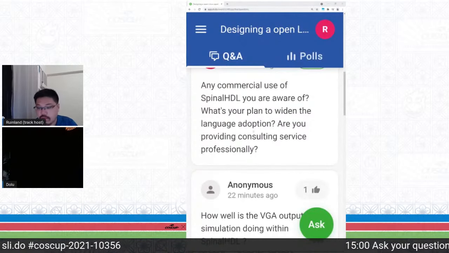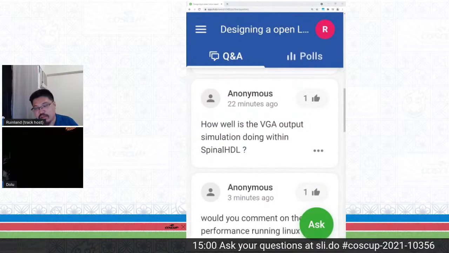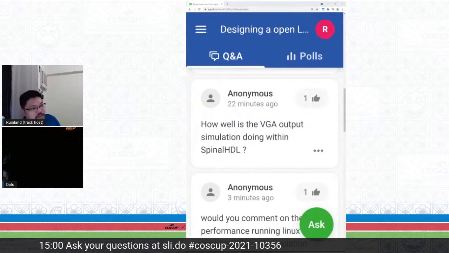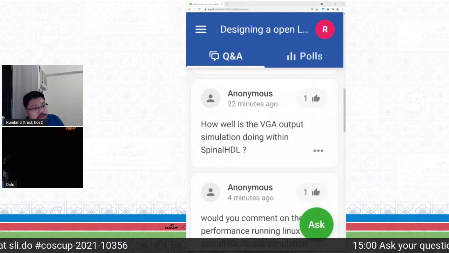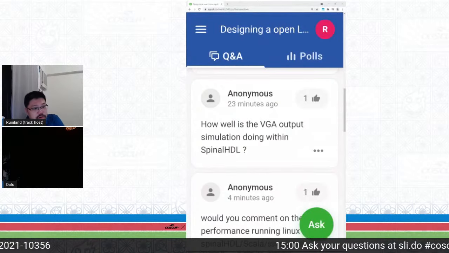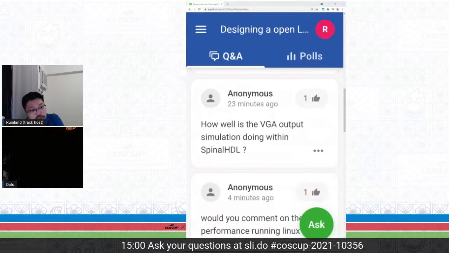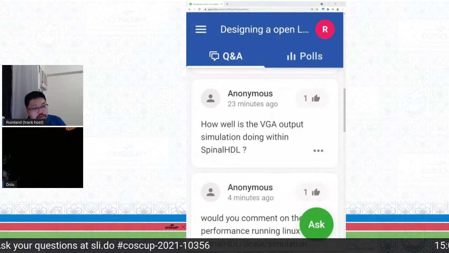Okay, fully understand. And this one's actually coming from me. How well is the VGA output simulation doing within the SpinalHDL? I believe at some point I traversed the SpinalHDL code, and I saw that there seems to be some kind of framebuffer emulation in the SpinalHDL framework. How well is it supporting it, or how well is it doing?